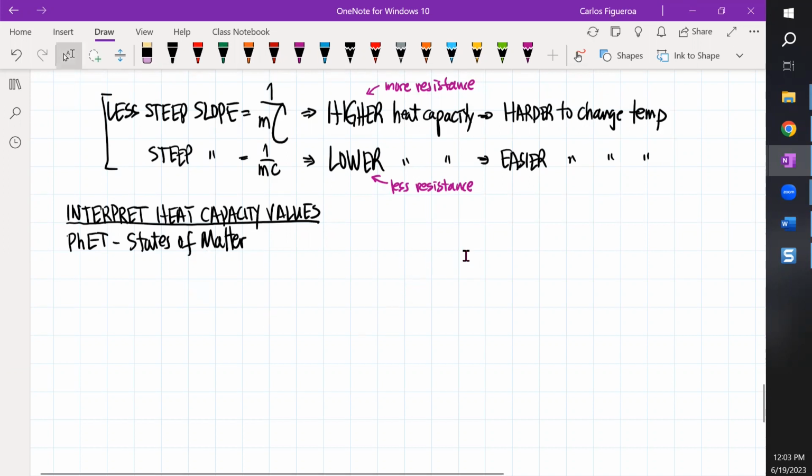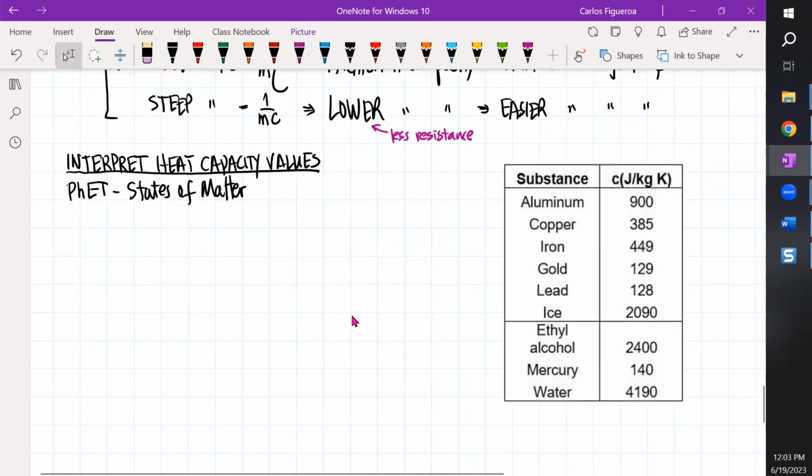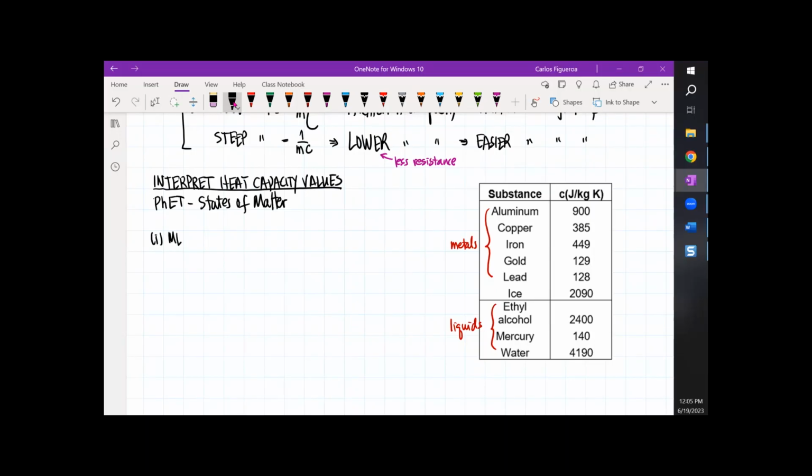And so the first thing that I want to show you is this table. I have a table here, and the way I want you to look at it is that these guys are metals. These guys right here are liquids. So just by looking at that, you could see that the metals have much smaller heat capacity values compared to the liquids. So here we go. Metals have smaller heat capacities, or heat capacity values.